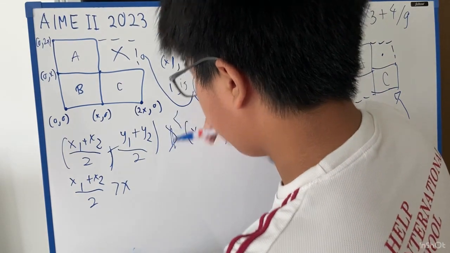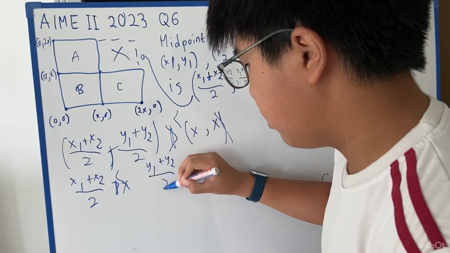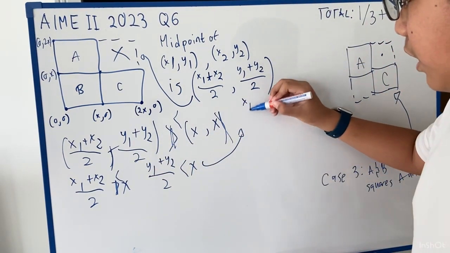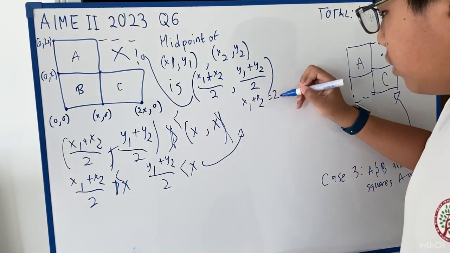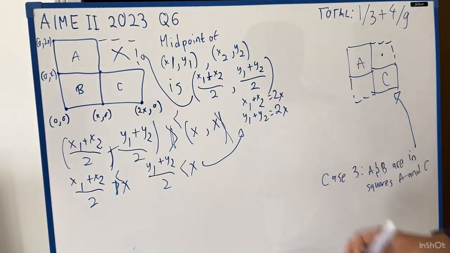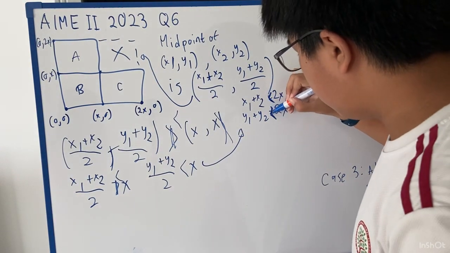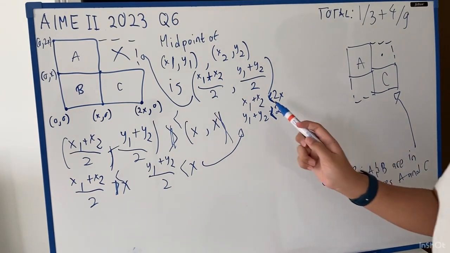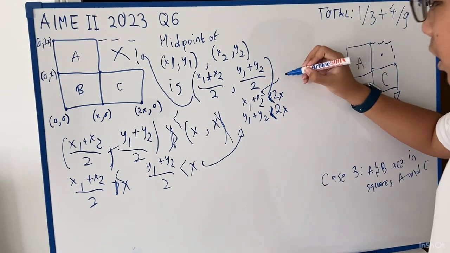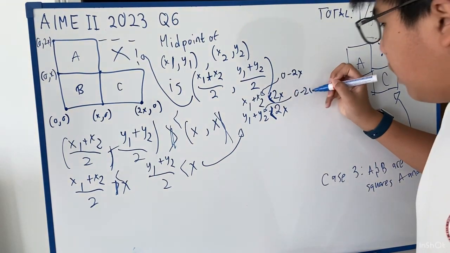Oh, actually, that's the wrong sign. Sorry. So if we multiply both sides by 2, we get x1 plus x2 equals 2x, and y1 plus y2 equals 2x. Oh wait, actually it's this sign. Sorry. Okay, and by the way, x1 and x2 can be any value from 0 to 2x, and y1 and y2 can be any value from 0 to 2x.